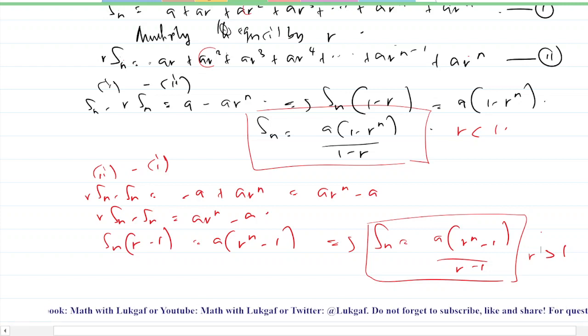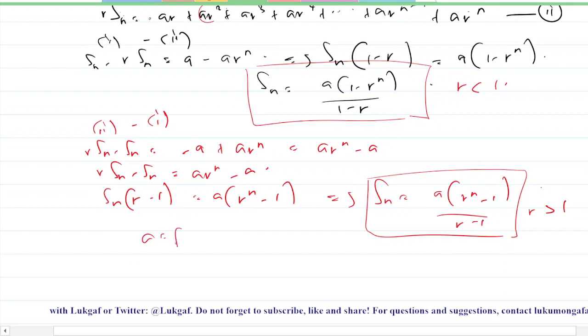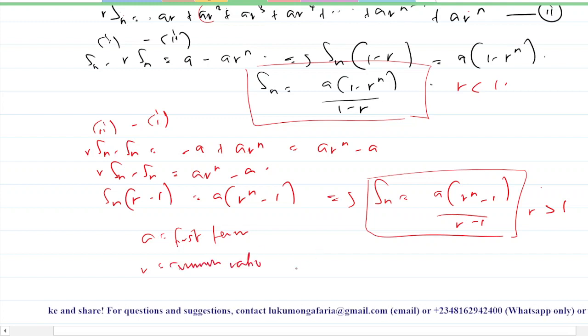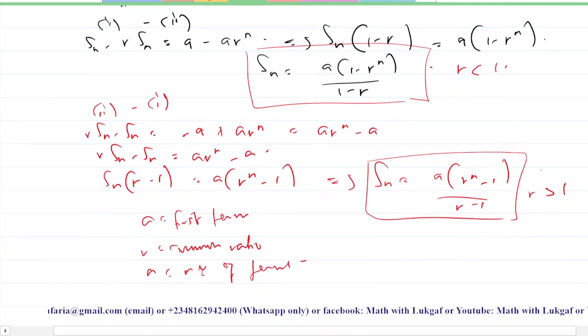So yeah, your A is the first term. Your R is the common ratio. And your N is what? Number of terms. So if that is clear, let me give you an example to back it up.